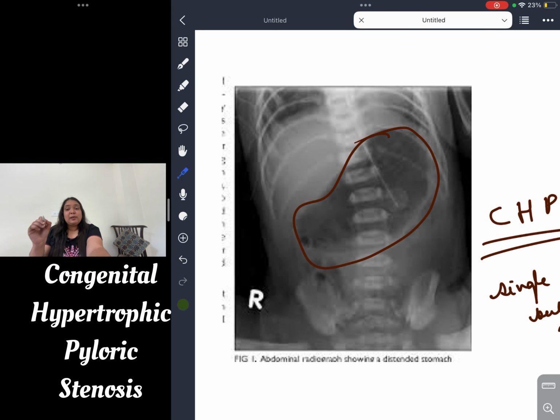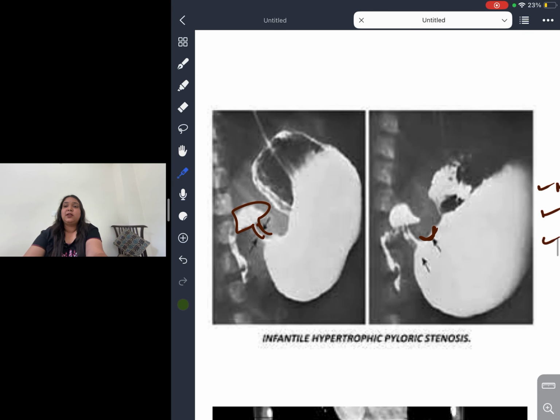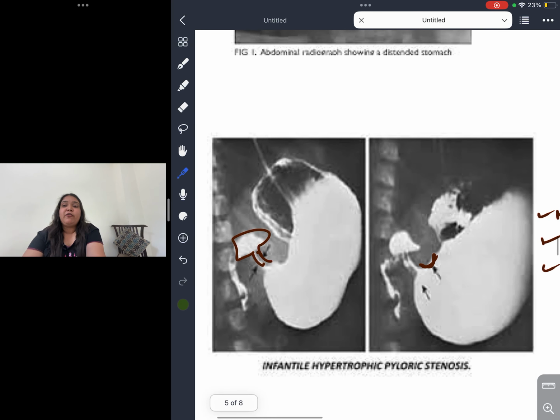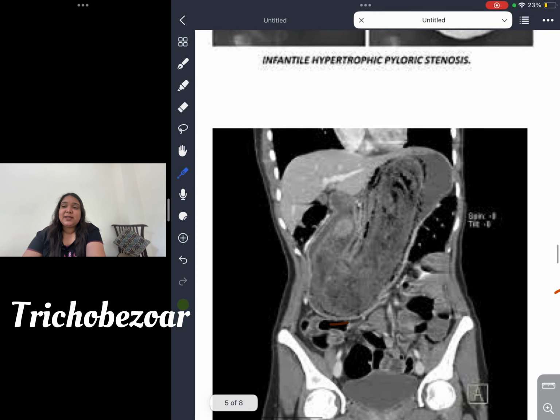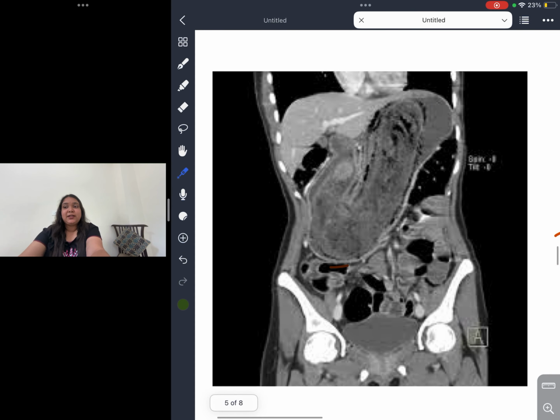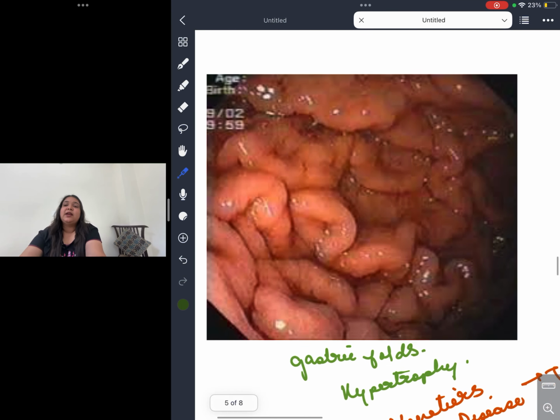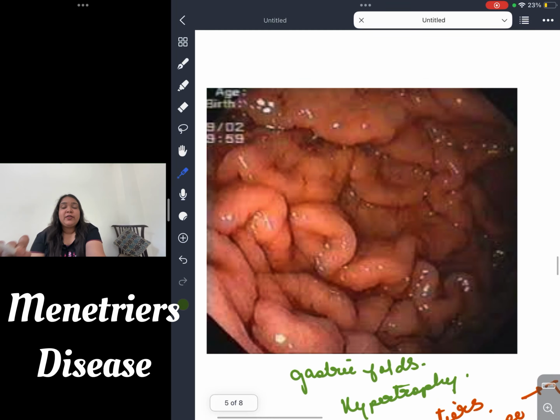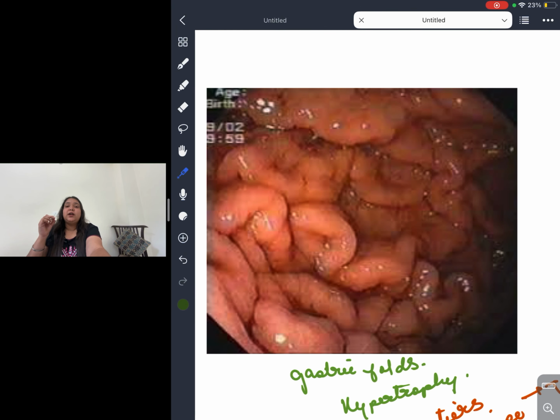This is your single bubble sign seen in congenital hypertrophic pyloric stenosis. This is a mushroom sign, string sign and a shoulder sign seen in CHPS. This is your trichobezoar, hair in your stomach, seen in trichotillomania, a psychiatric condition. Menetrier's disease, hypertrophic gastric rugae due to TGF alpha. It is a premalignant condition.